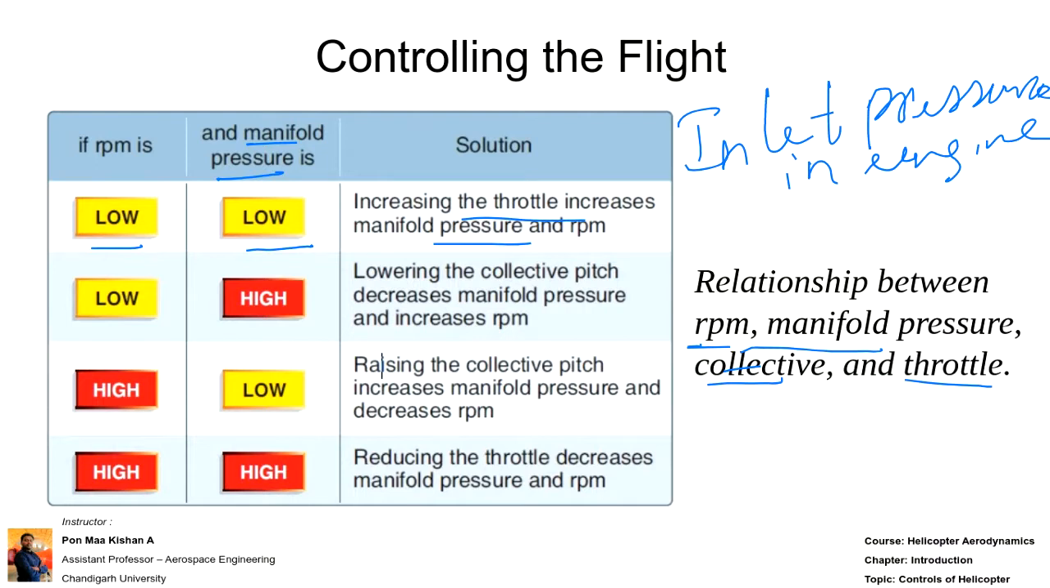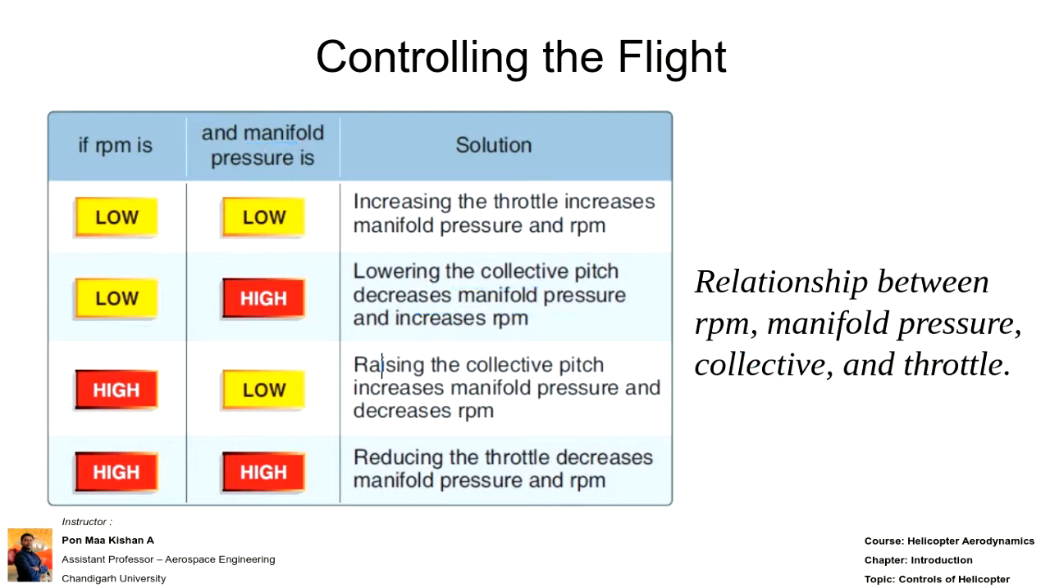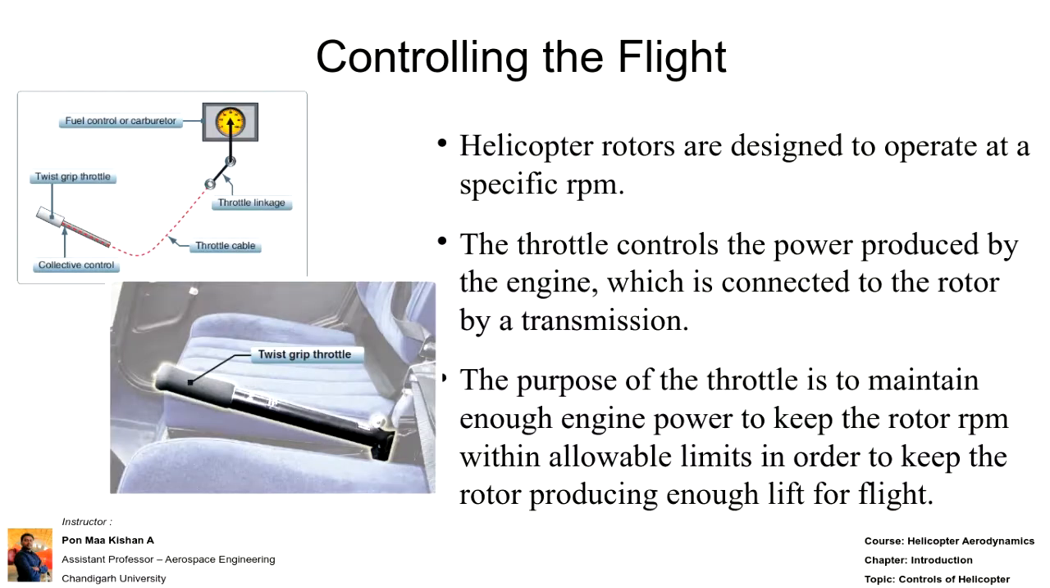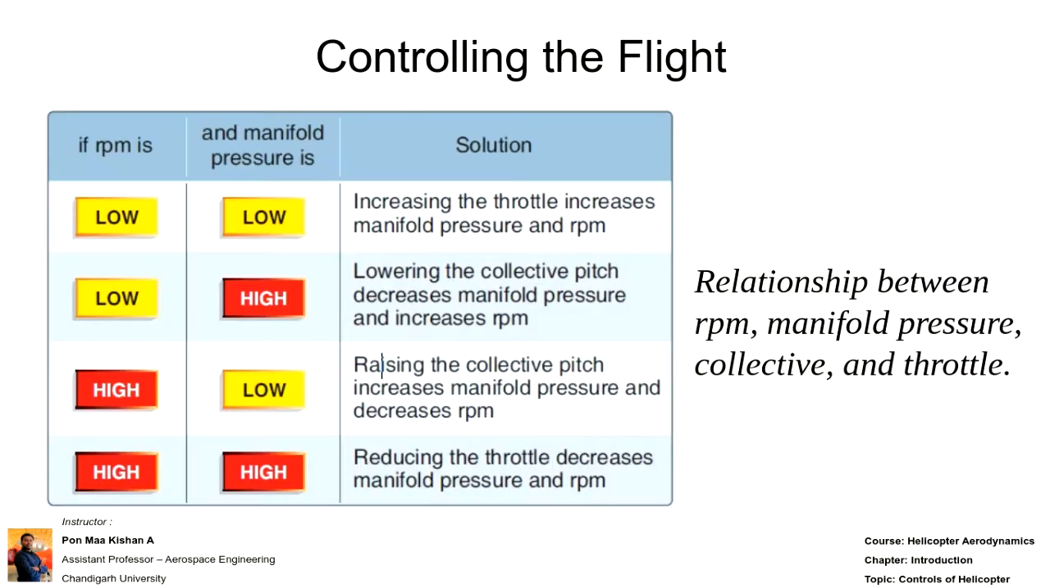Okay, so the second condition is if RPM is low and manifold pressure is high. When manifold pressure is high, lowering the pitch collective decreases the manifold pressure and increases the RPM. Another time I have to explain about the collective pitch control. So let's get back to the previous slide once. I have another slide also, so that I can explain more about collective pitch control so that it will be easily understandable.